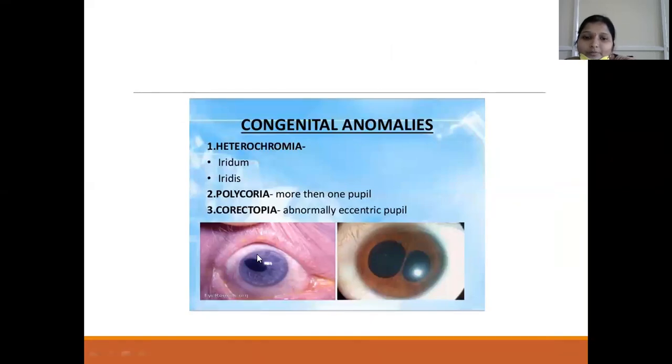And what is the picture shown here? So this represents corectopia, that is abnormally eccentric pupil. Here you can see the pupil is displaced peripherally. What is the normal location of the pupil? It is central and somewhat nasal. Here you can see the pupil is pulled to one side. This is called corectopia, abnormally eccentric pupil. What can you see in this picture? You can see two pupils. So this is called polycoria.